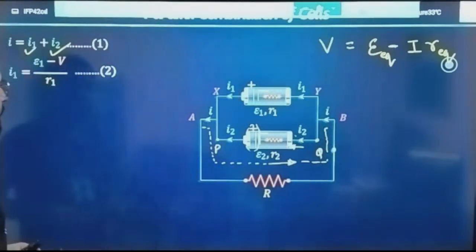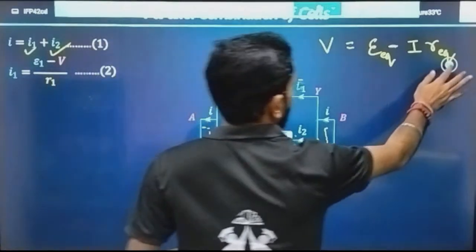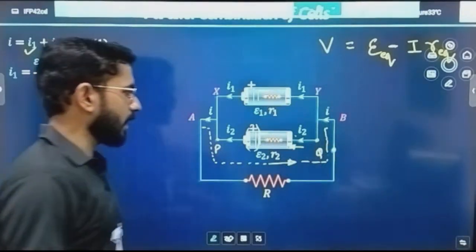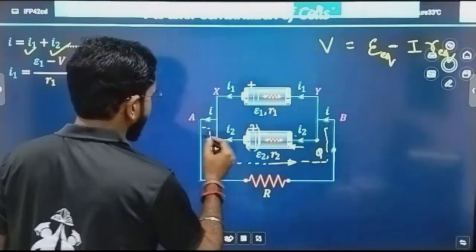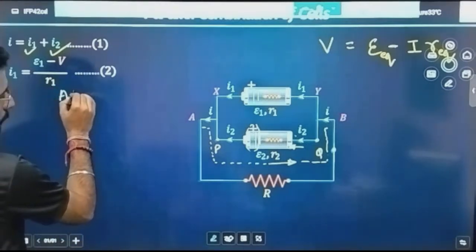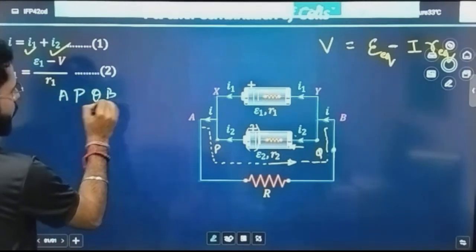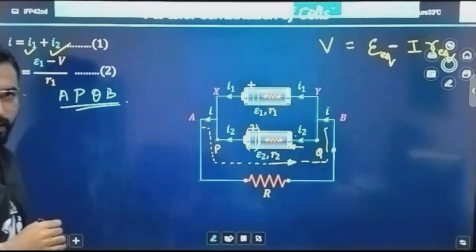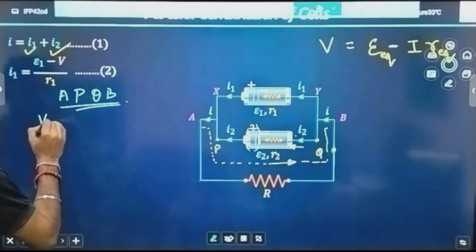Now apply KVL for the third equation. For the third equation, let's apply KVL into this section. In which section am I asking you to apply KVL? Apply KVL into A, P, Q, B. On this path apply KVL. Now let's again start from point A. What will you be writing?